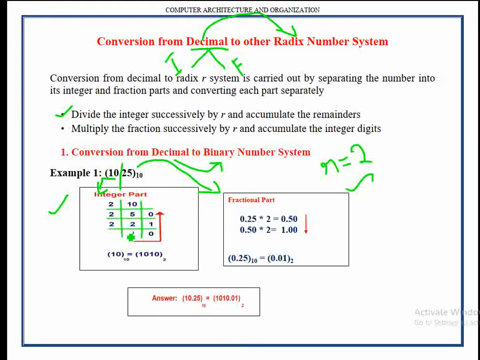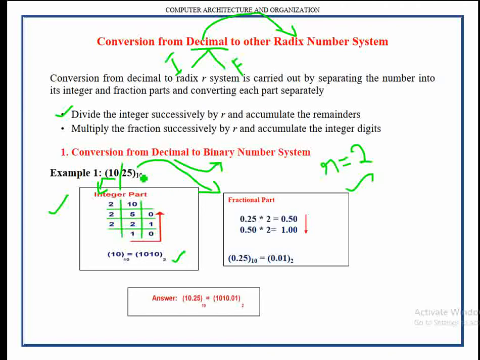We have to proceed with this process until we get a remainder value that is less than the base. Here we got a remainder less than the base value 2, so with this step we can stop. Then we have to accumulate all the remainders we got through this process. It's very important that we collect all the remainders in the upward direction. So 1010 is the binary value we got for the integer value 10, and this is what is written here.